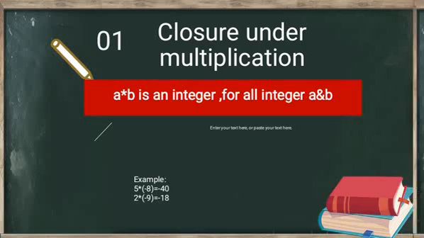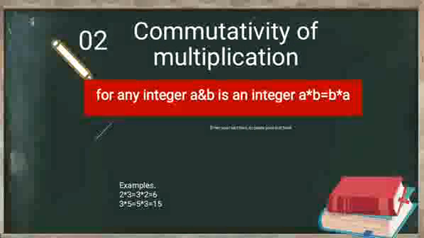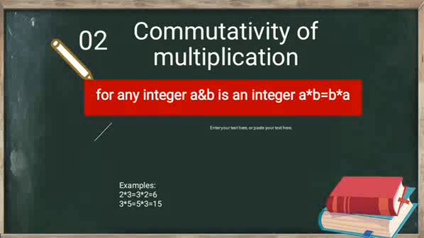Let us start second property, commutativity of multiplication. For any integers a and b, a into b is equal to b into a. Example: first example is 2 into 3 is equal to 3 into 2 is equal to 6. Second example is 3 into 5 is equal to 5 into 3. The answer is 15. It remains the same.